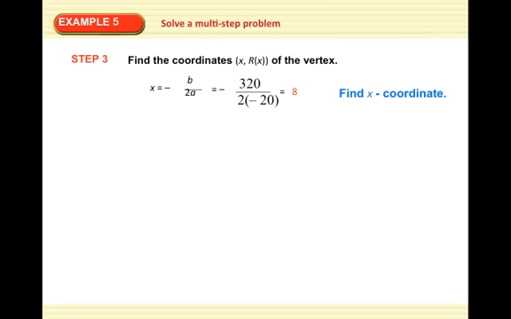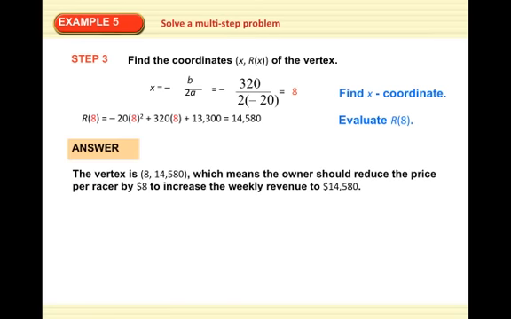Well, how much revenue will that give us? Let's check. We're going to evaluate the revenue when the price is reduced by $8, so R of 8. And so we plug in 8 everywhere we have X. So negative 20 times 8 squared plus 320 times 8 plus 13,300 simplifies to be 14,580. So the vertex is 14,580, which means the owner should reduce the price per racer by $8 to increase the weekly revenue to $14,580.